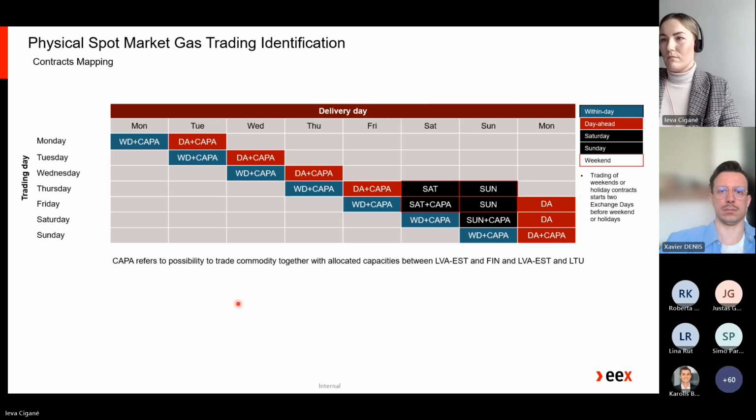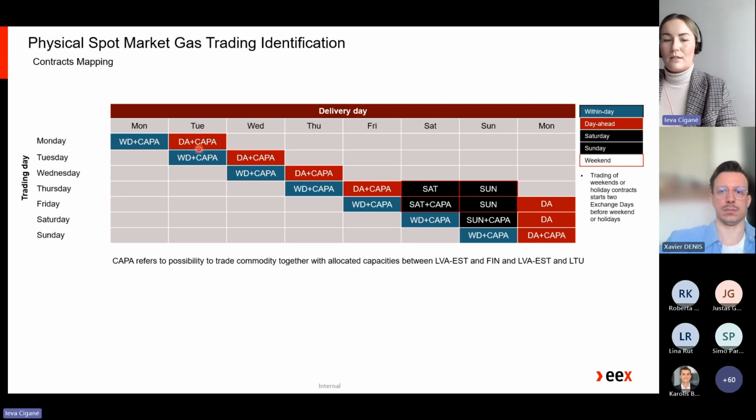Yeah, so with this nice table, I wanted to show you visually the examples of how the commodity contracts will be mapped with capacity products. So within day, it's really straightforward. All the time, within day product will be available with the capacities, as long as there will be available capacities dedicated by TSOs.